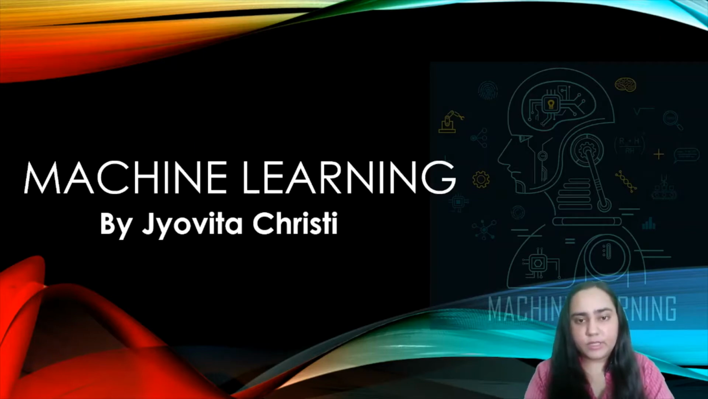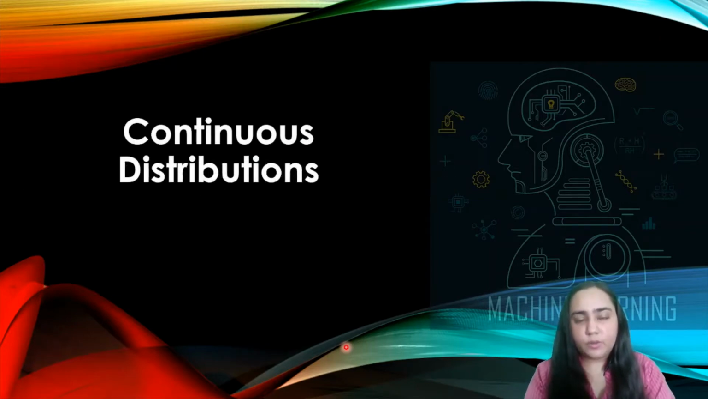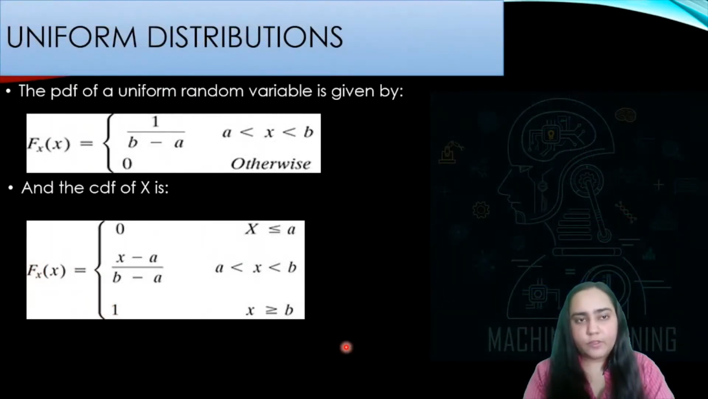I'm Jivita Christie, and in this video, we are going to talk about continuous distributions. The first continuous distribution that we are going to talk about is the uniform distribution. For a uniform distribution, the probability density function is given by this formula right here: f(x) is equal to 1 upon b minus a, where x lies between a and b, and if x does not lie between a and b, then it is 0.